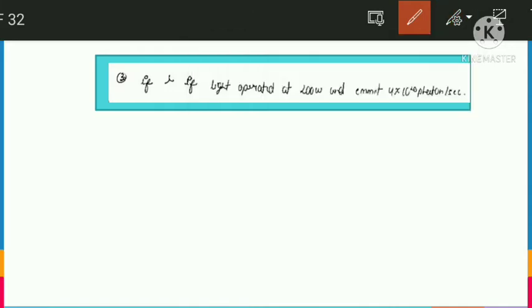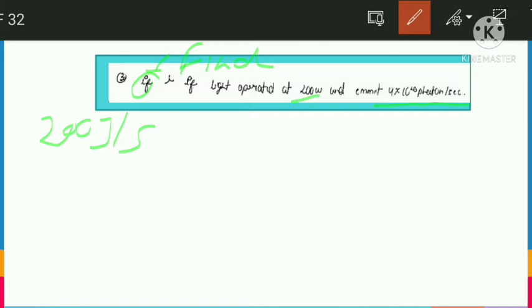Yes friends, find lambda if the light is operated at 200 watt and emits this number of photons per second. So let's see how we have to do it. What we can assume is that 200 joule of energy is emitted by the source per second, according to this power.